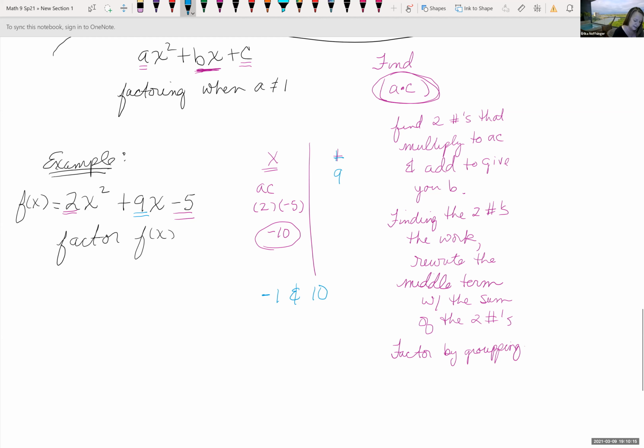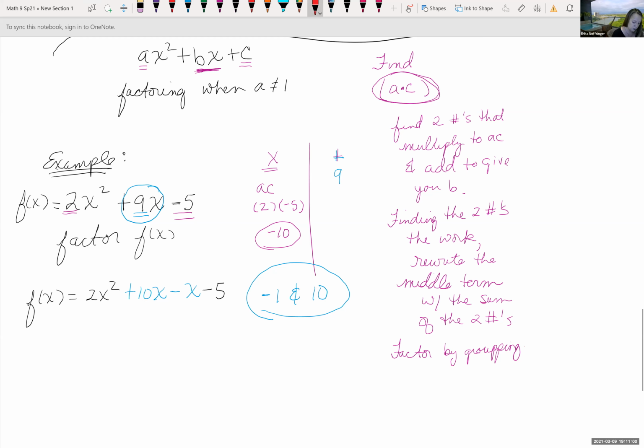And so we're going to take this middle term and use these two numbers to rewrite it in an equivalent form. Doing that, f of x is equal to 2x squared plus 10x minus 1x minus 5. That's the same thing we have above, just written differently. So once you found those two numbers, you rewrote your middle term using them. And then the next step is factoring by grouping.